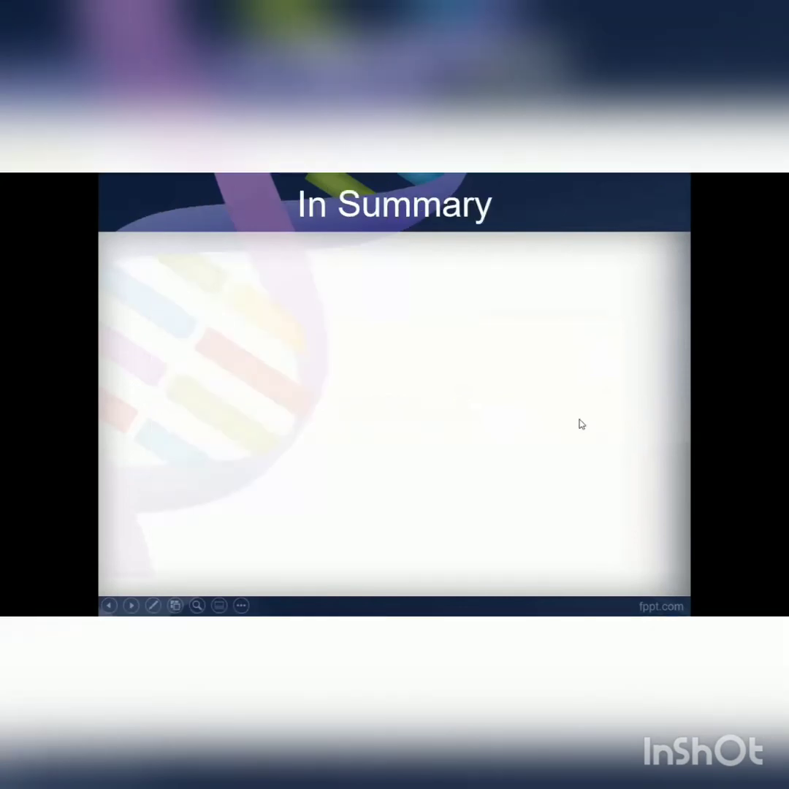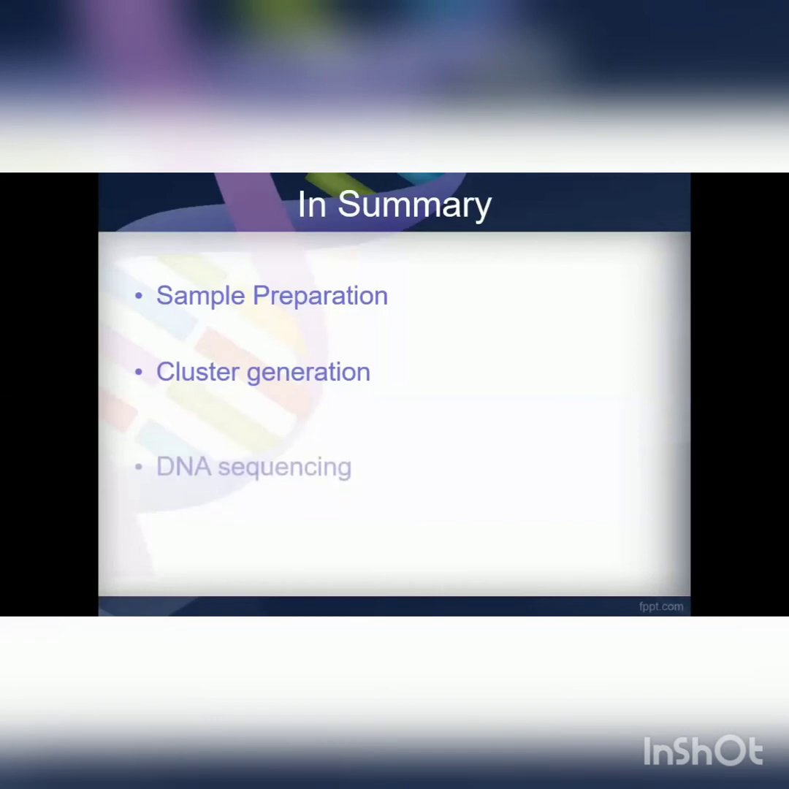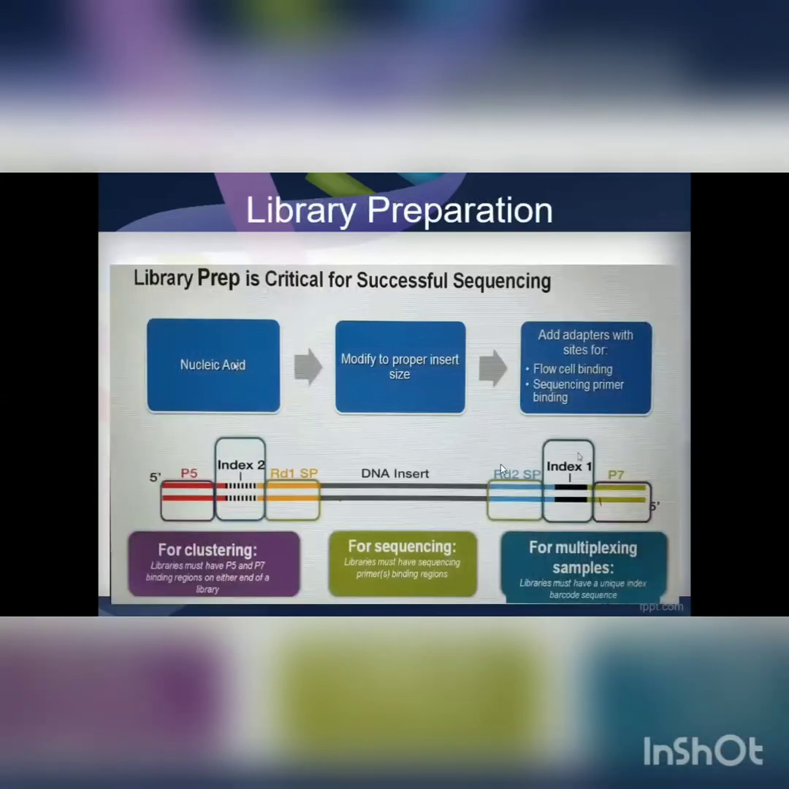So in summary, I would like to say the Illumina sequencing principle has 4 steps. That's sample preparation, cluster generation, DNA sequencing, and finally, data analysis. So coming to the library preparation, it's a very important step in sequencing.